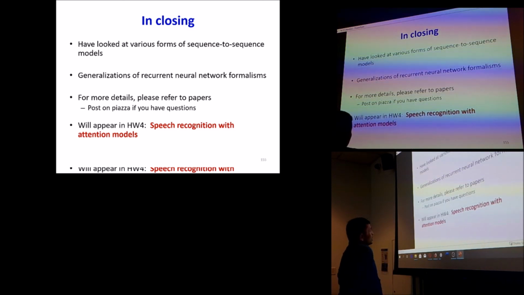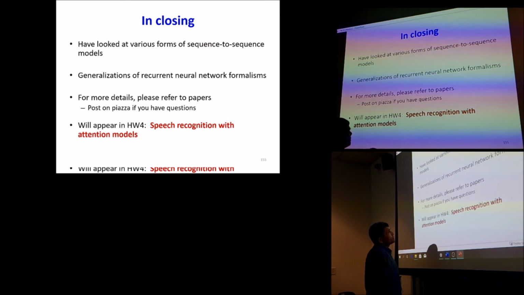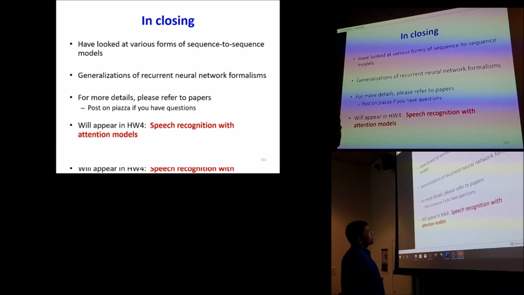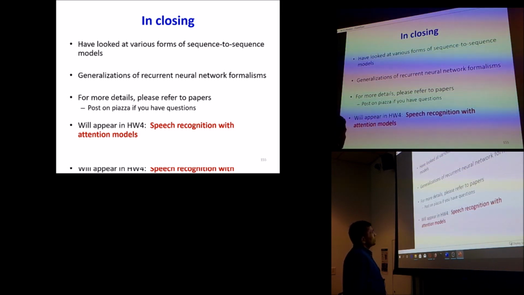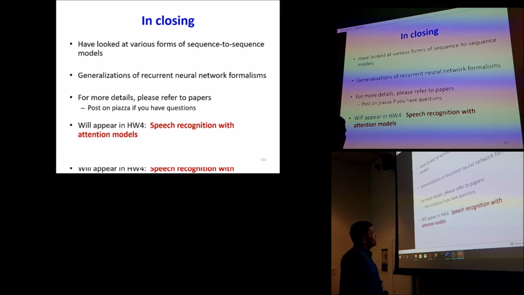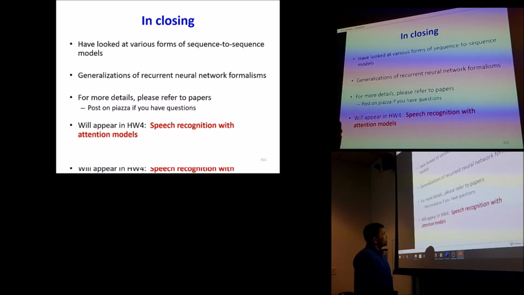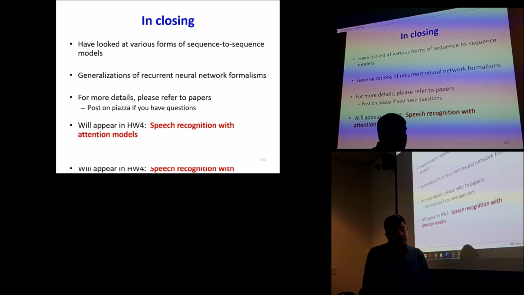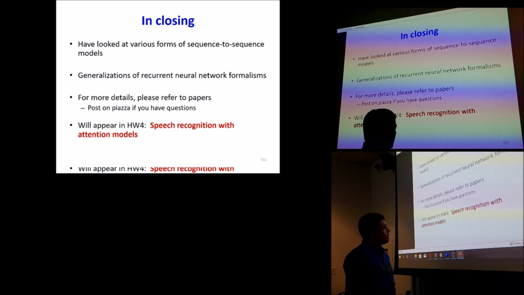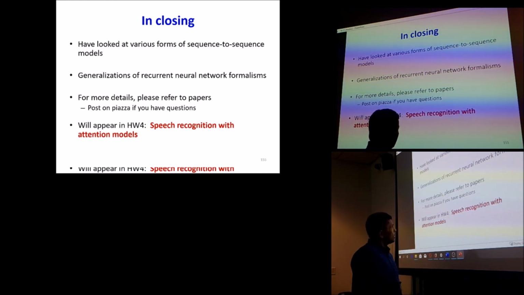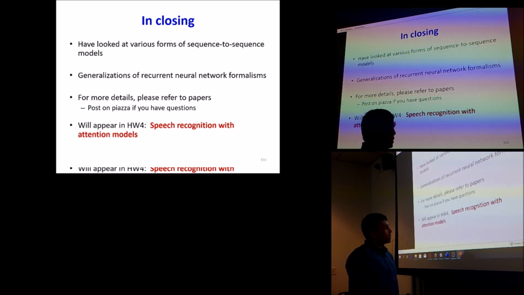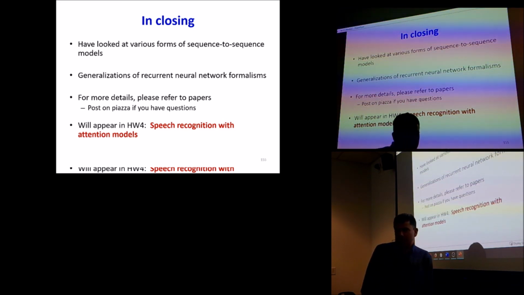So in closing, so far we've looked at various forms of sequence-to-sequence models, which are generalizations of recurrent neural network formalisms. For more details, please refer to papers on the topic and post on Piazza if you have questions. This is going to appear in homework 4, so we have a couple of recitations devoted to it. Homework 4 is going to be speech recognition with attention models. Let's stop right here. Thank you.